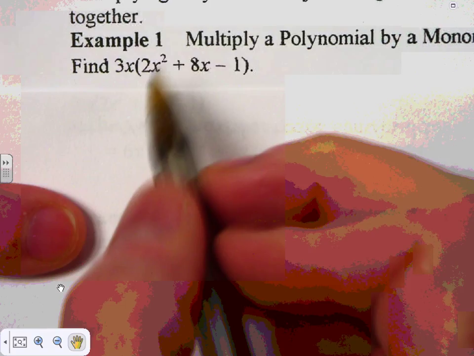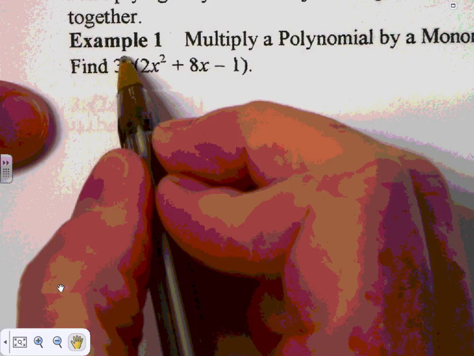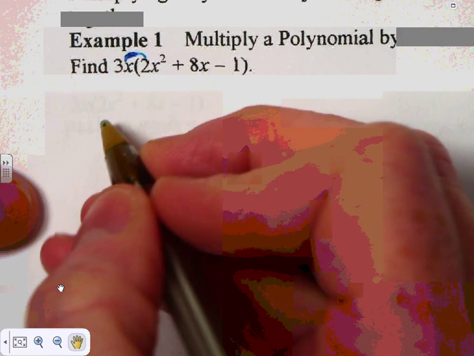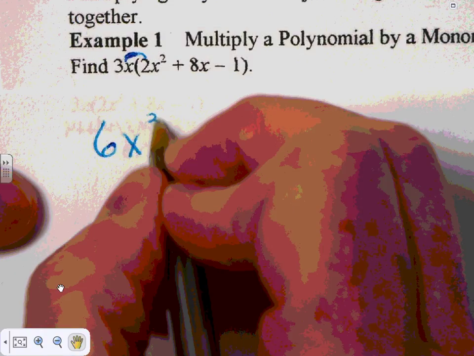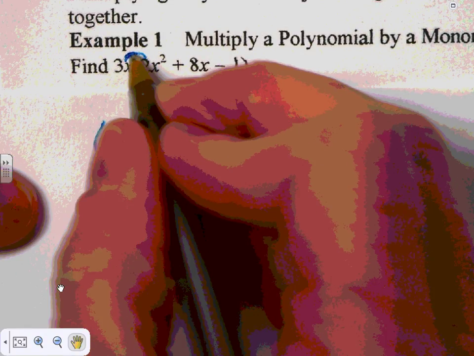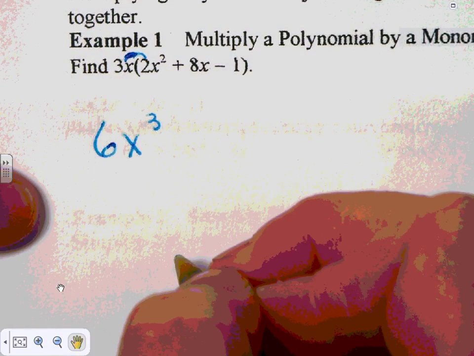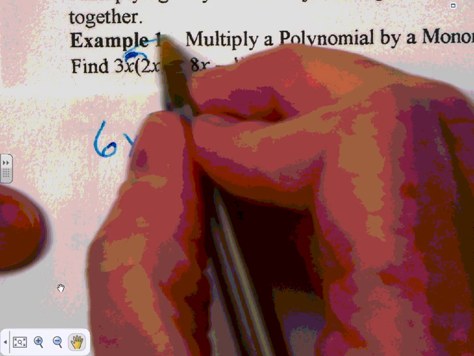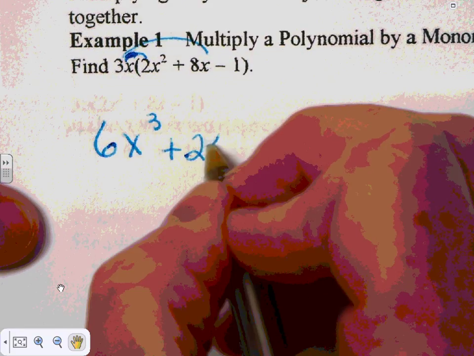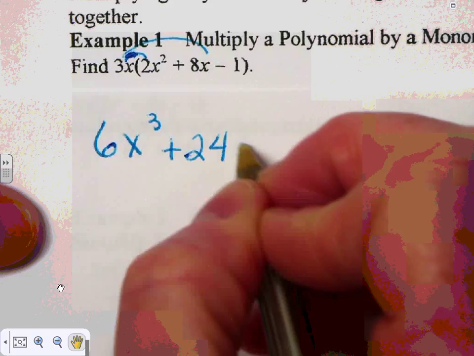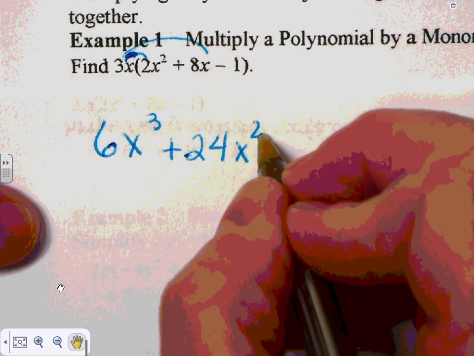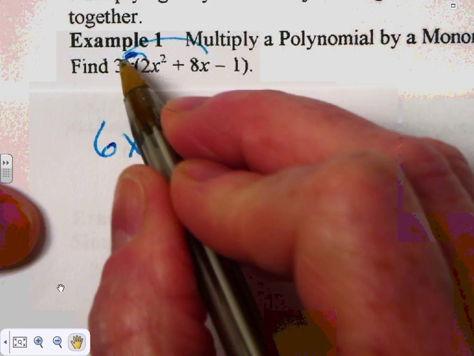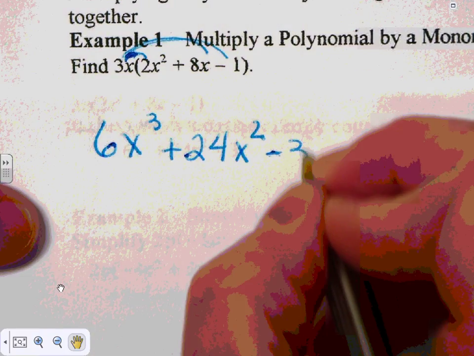So let's start. If I have 3x times the 2x squared, what's 3 times 2? 6. X to the 3rd power, because I'm adding the exponents on the bases that are matching, right? Now let's move to the 8x. 3x times the 8x. Positive 24. How many x's? 2. Good. And then 3x times a negative 1 is a negative 3x.